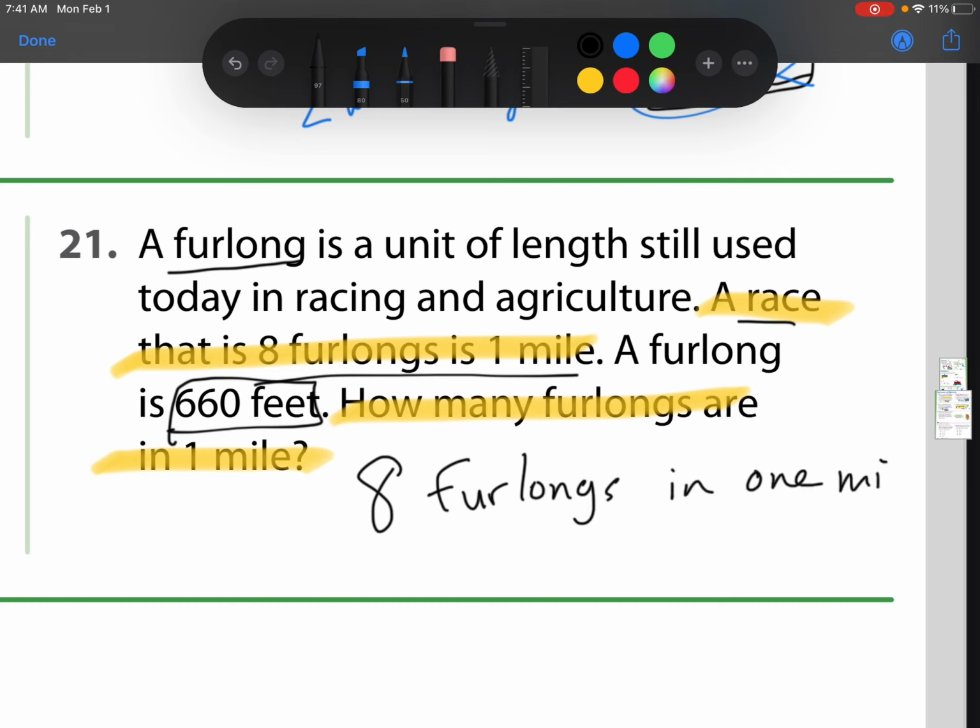So they gave us all this extra information. Now, what I think they wanted it to say was how many feet are in 1 mile, but that's not what they asked us for. So that's our answer here.